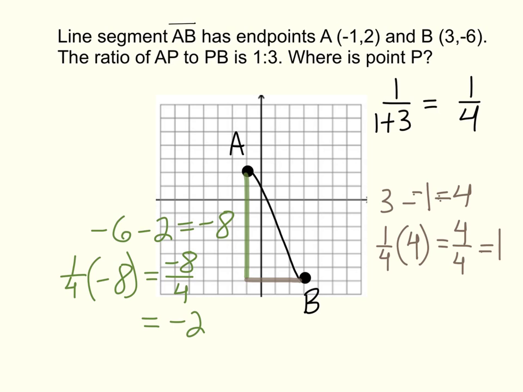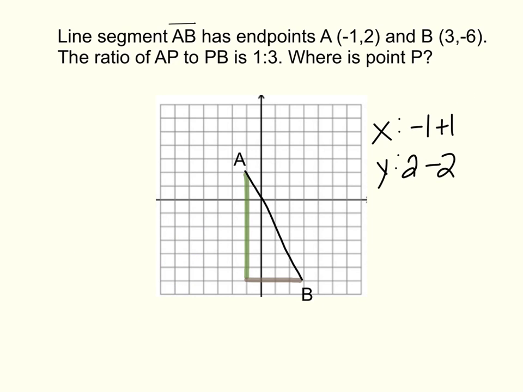That's easy. So this means that we're going to be subtracting 2 from our first y value, and we're going to be adding 1 to our first x value. x1 plus 1 is going to be -1 plus 1. That's 0. And y2 minus 2 is going to be 2 minus 2. That's also going to be 0. So it looks like the point that's 1/4 of the way from A to B is right here at the origin. It's 0, 0.